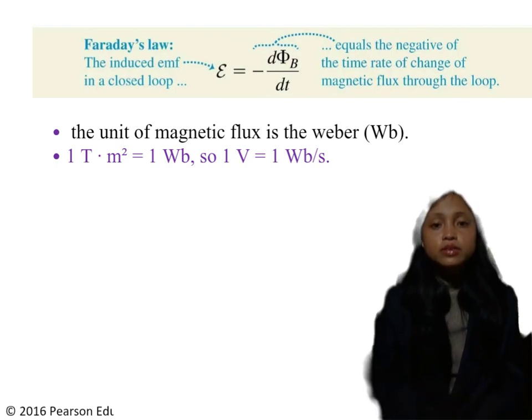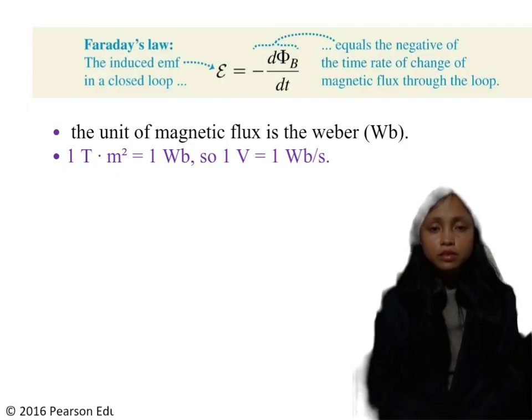Recall that the unit of magnetic flux is the Weber, wherein 1 Tesla meter squared is equal to 1 Weber. So 1 volt is equal to 1 Weber per second.